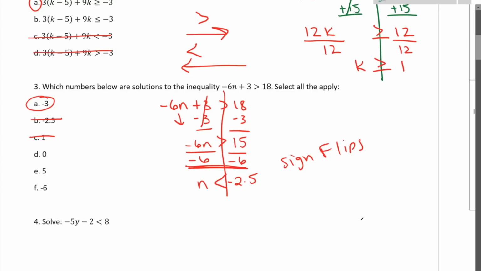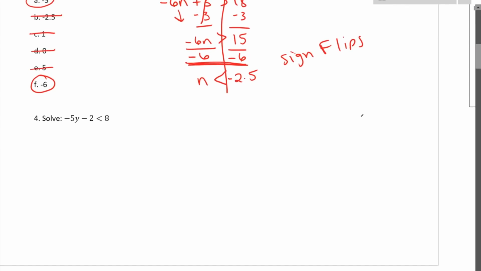What about 0? Sorry, is 0 less than negative 2.5? Nope. 5? No. Negative 6, is that less than negative 2.5? Yes. So negative 3 and negative 6 are less than negative 2.5. That works. Okay. Let's do number 4.